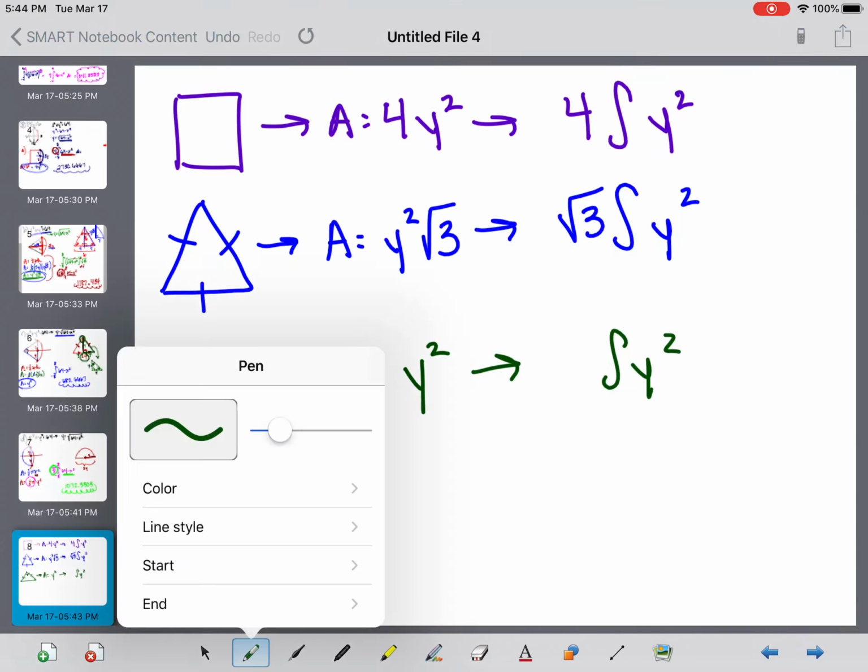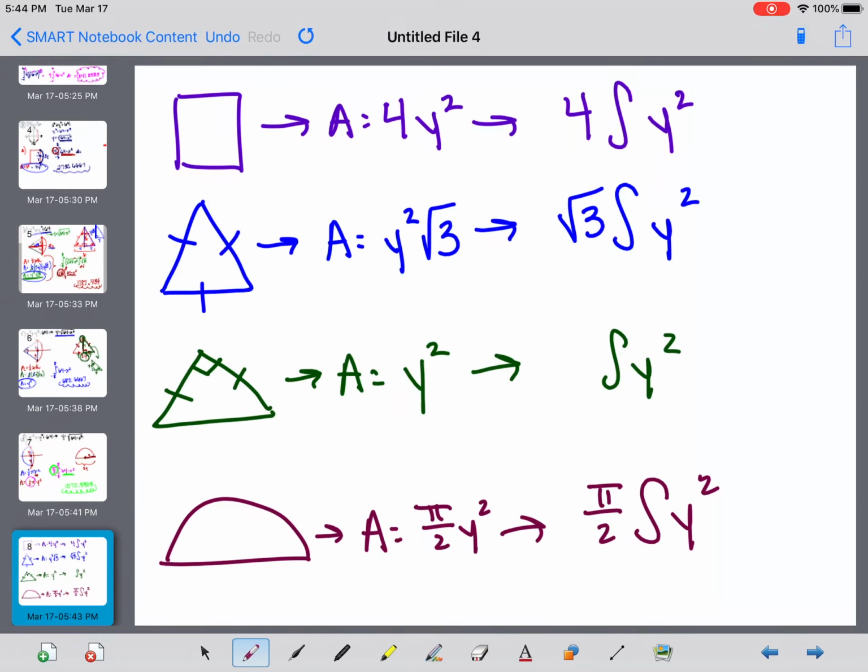And if we were dealing with our semicircle, our area was pi over 2 y squared, which led us to pi over 2 y squared, where y came from the manipulation of the original formula for the base, which in this case was a circle. All right, that is cross sections.